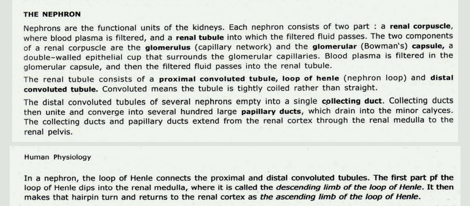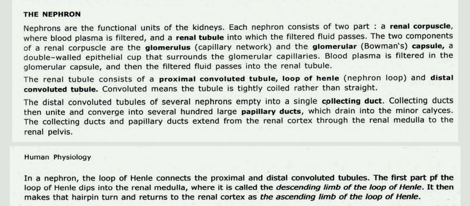Nephrons are the functional units of the kidneys. Each nephron consists of two parts, a renal corpuscle where blood plasma is filtered, and a renal tubule into which the filtered fluid passes. The two components of a renal corpuscle are the glomerulus, a capillary network, and the glomerular capsule or Bowman's capsule, a double-walled epithelial cup that surrounds the glomerular capillaries. Blood plasma is filtered in the glomerular capsule and then the filtered fluid passes into the renal tubule.